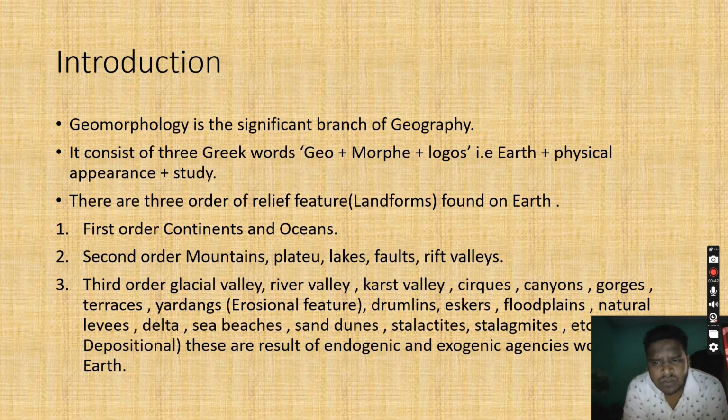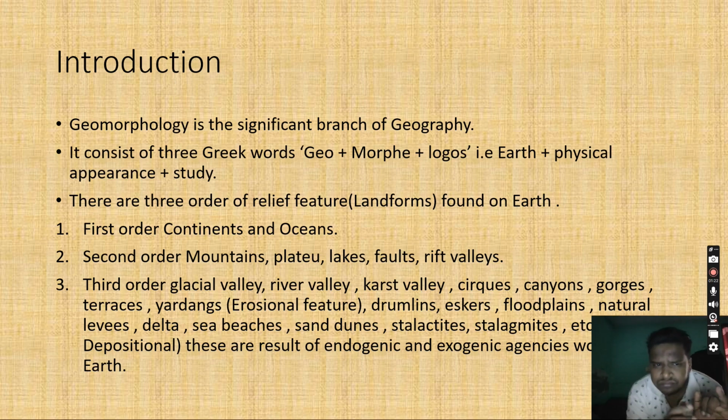Introduction of geomorphology. Basically, geomorphology is a branch of geology and geography both, and geography and geology both come under earth sciences. Geomorphology, also called physical geology, is the branch of geology or geography in which we study the physical appearance of the earth and the physical landscapes found on the surface of the earth. Geomorphology consists of three words: geo plus morph plus logy. Geo means earth, morph means physical appearance, and logy means study. The study of the physical appearance of the earth is geomorphology.